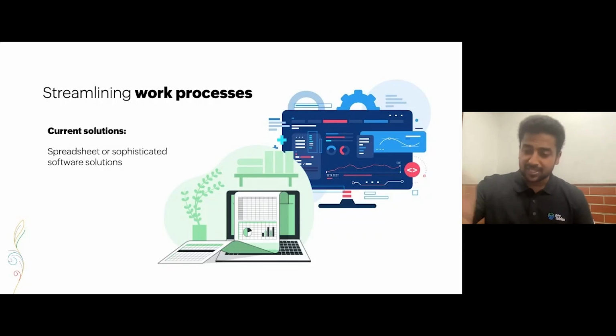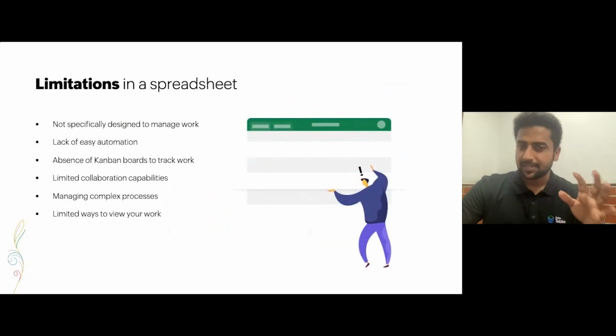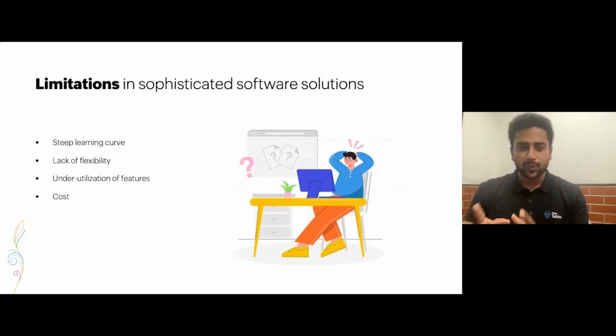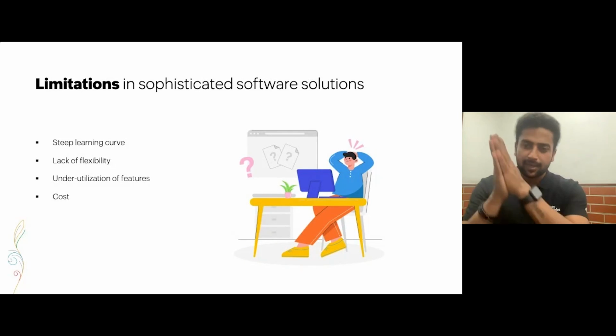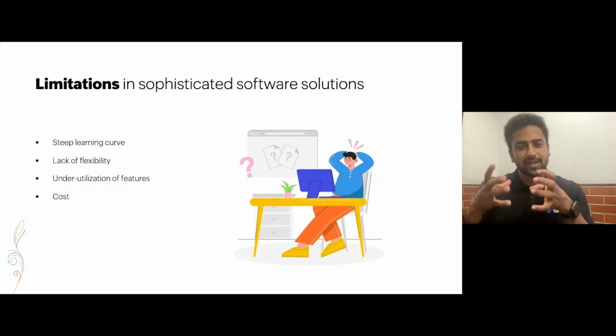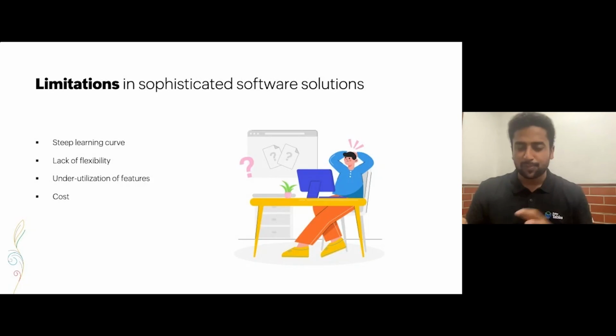And then you are using sophisticated software. So we did talk about the limitations in the spreadsheet. But when you move to a sophisticated software to manage your work, what happens is most of these sophisticated software come with a steep learning curve, and championing this cause internally in any organization is a difficult task. And second thing is, these sophisticated software come with rigid structures. So they basically push you to change some of your processes to fit into their molds.